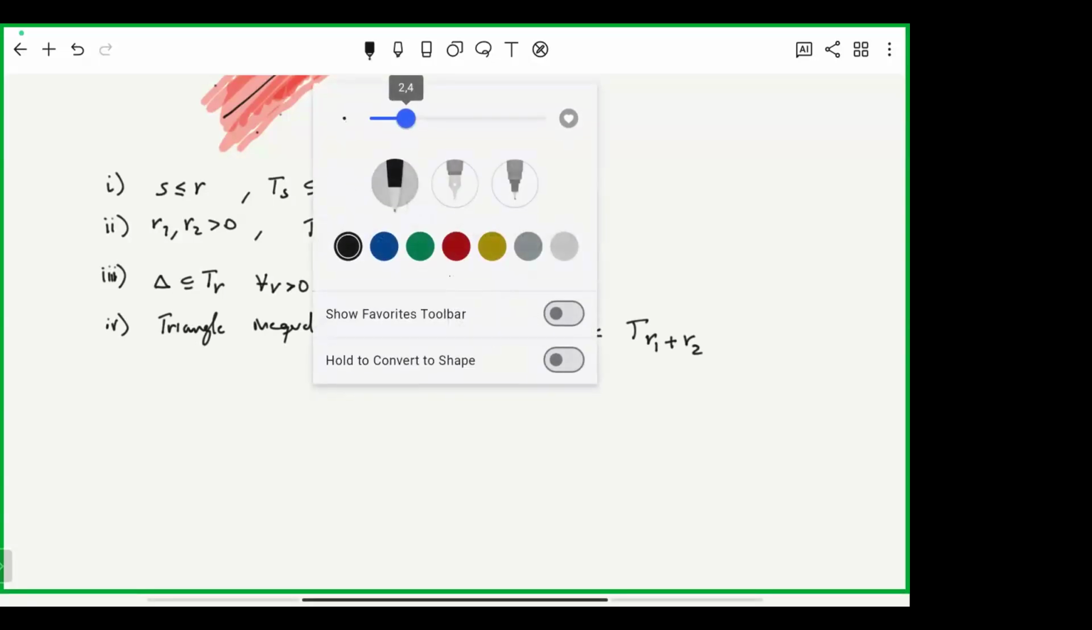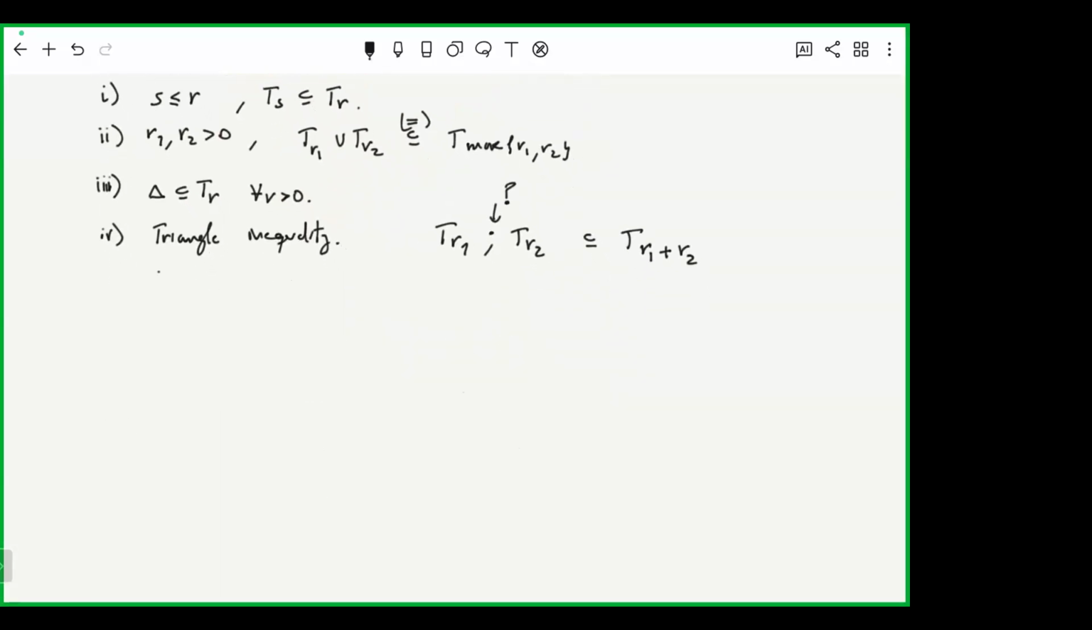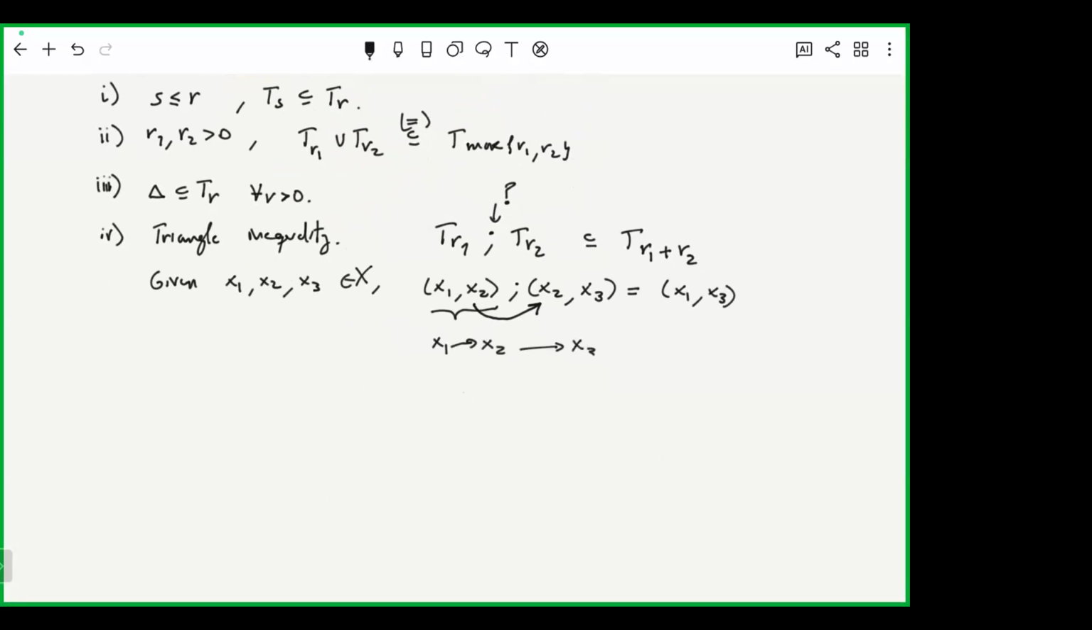Well, given 3 points in X, we can compose pairs. If this pair finishes where the next one begins, I can compose them as if they were arrows, right? So instead of thinking of this pair, you can consider this formal arrow. And then you're taking the composition of these two.